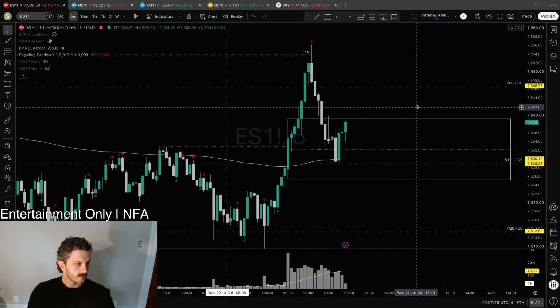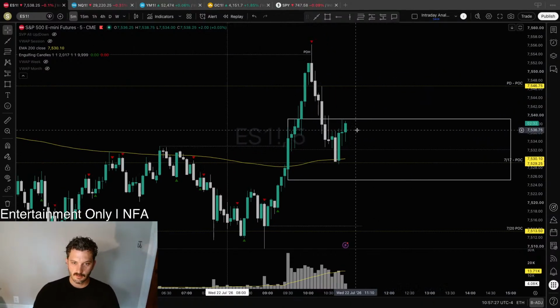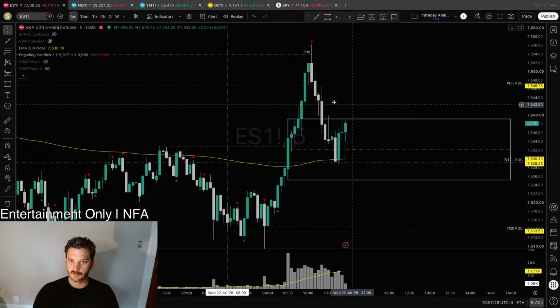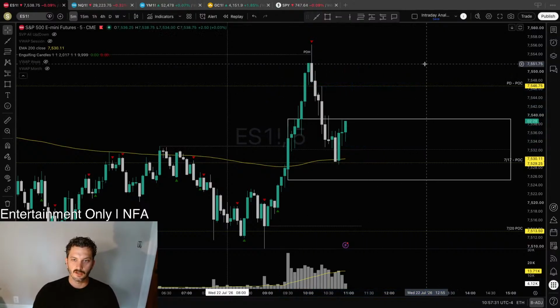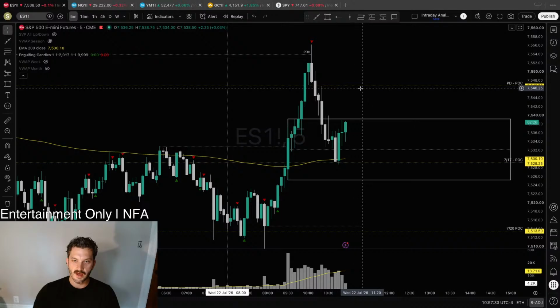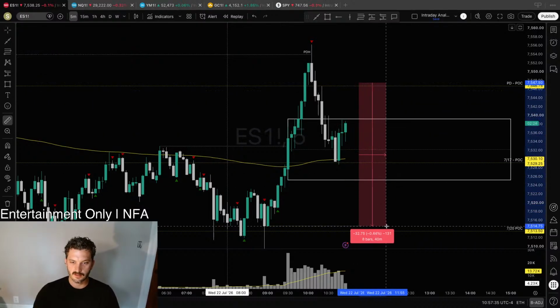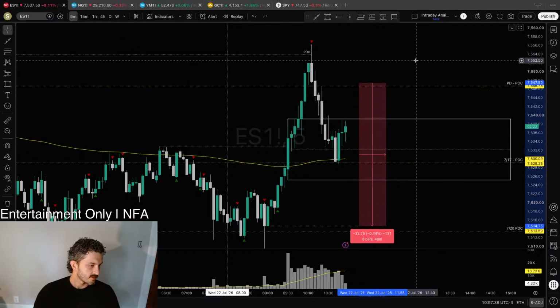Good spot. Also thinking that we could come up here. Here's our previous day point of control. Could see some action here for a potential sell down into that hourly low.